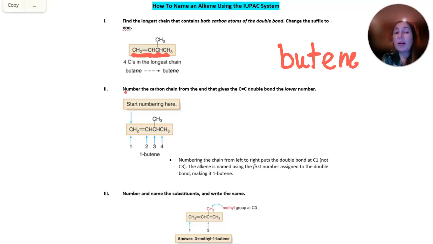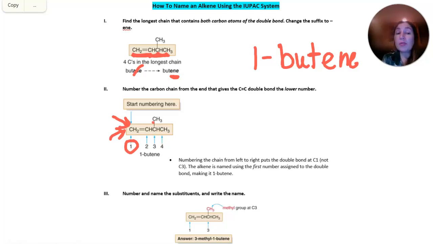Now, there are 4 carbons in the longest chain. So instead of calling it butane like we would have before, we're going to call it butene for that double bond. Then our second rule is to number the carbon chain from the end that gives the C=C double bond the lower number. So we're going to start numbering from the left, the CH2, because then it's immediately double bonded to CH, single bonded to CH, single bonded to CH3. So we call that first carbon 1, and our double bond starts at carbon 1. So we're going to call this 1-butene.